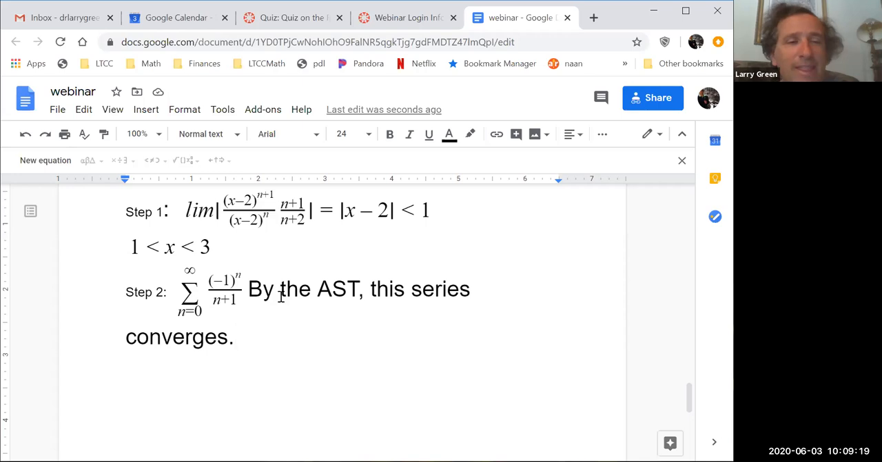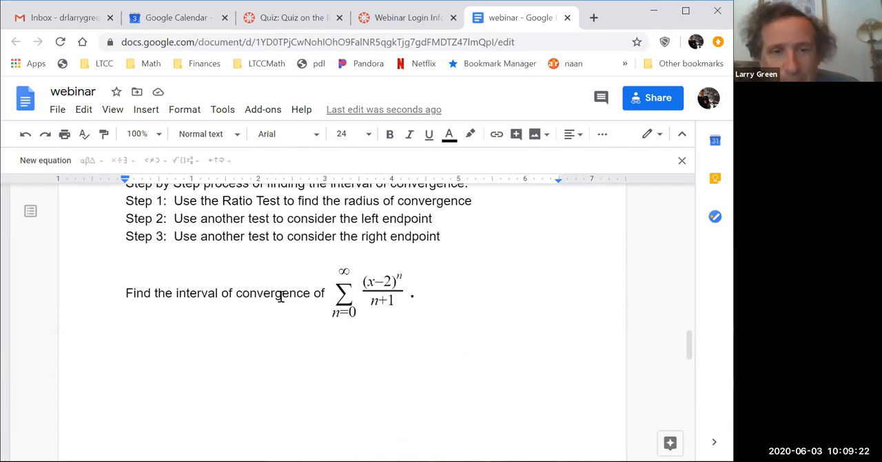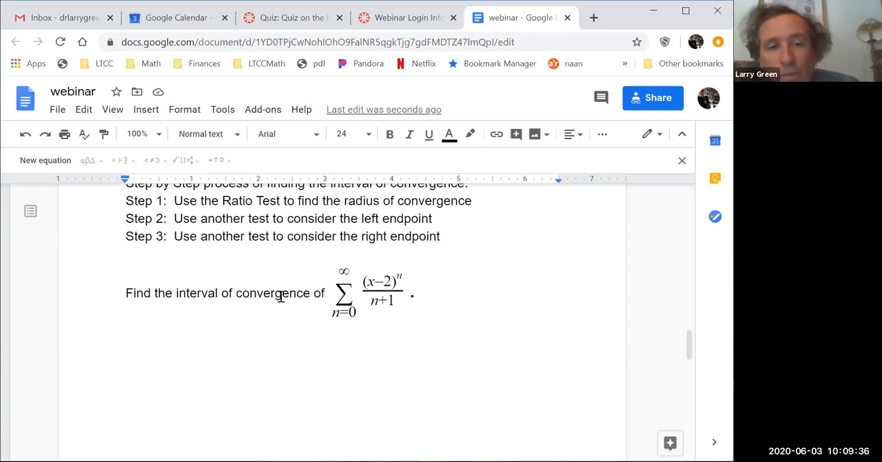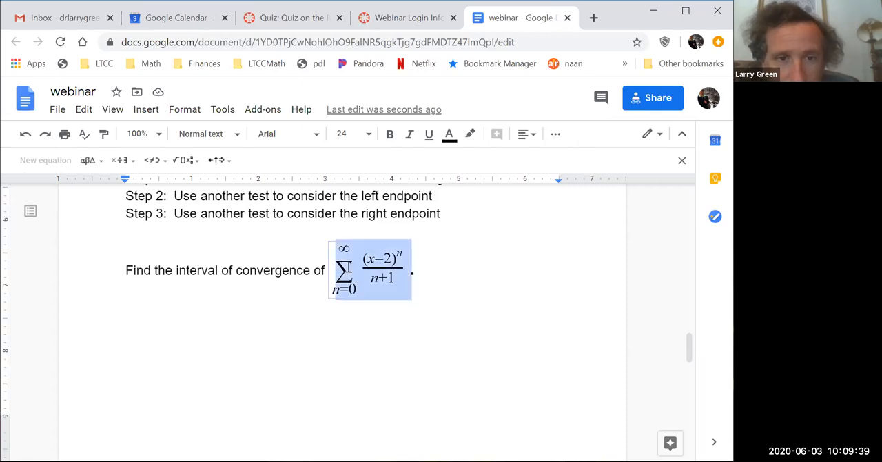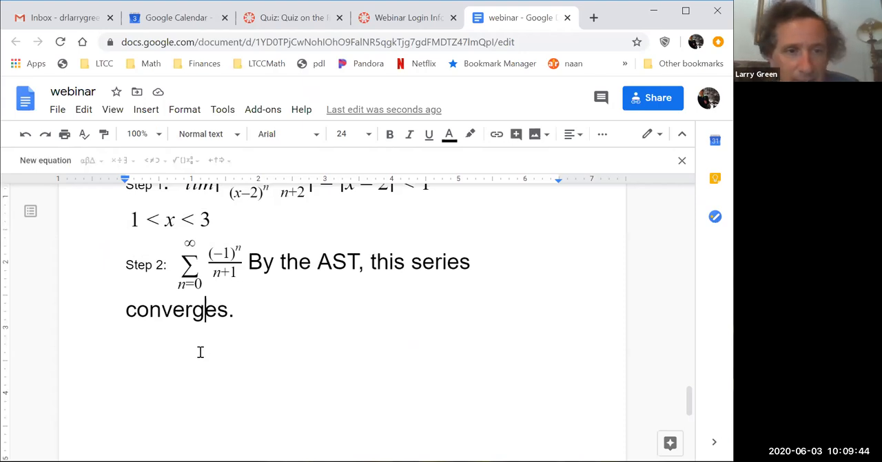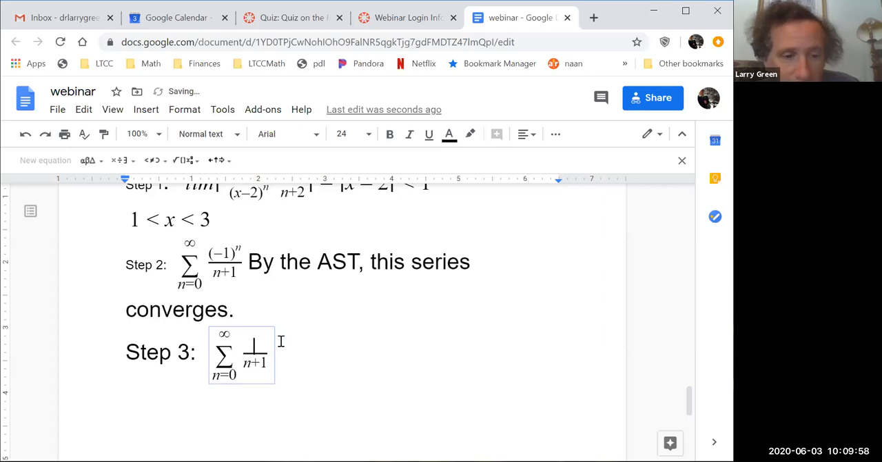Okay, what happens when we plug in 3? So let's go back to our series. If we plug in 3, what does the numerator become? +1. Yeah, it just says 1. 1 to the n is just 1. So now what we can do is go to step 3, and take that numerator, turn that into a 1.